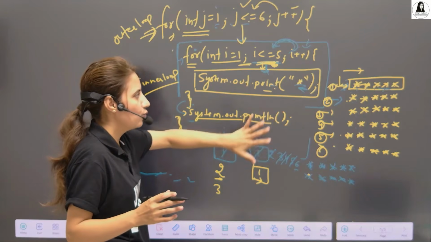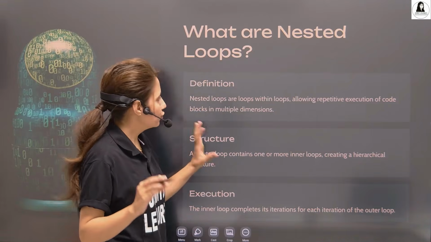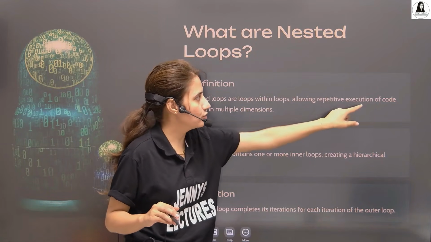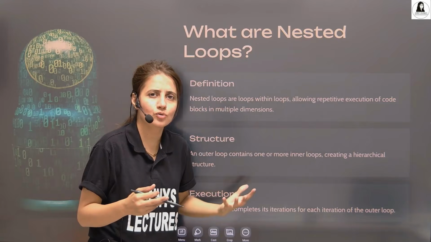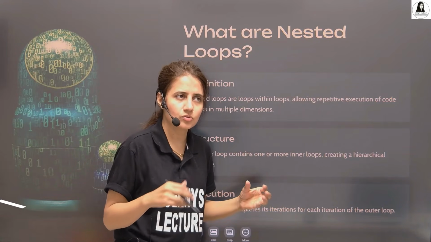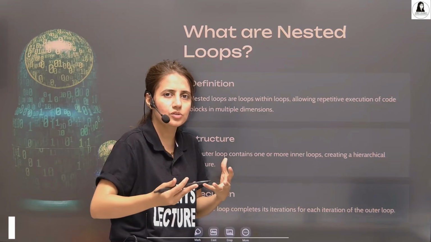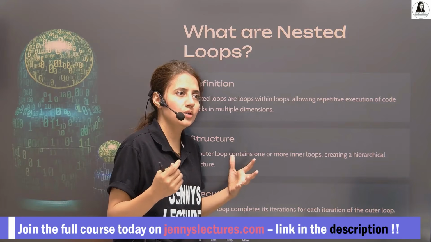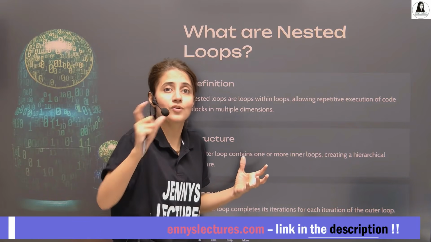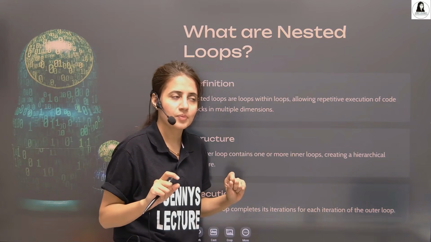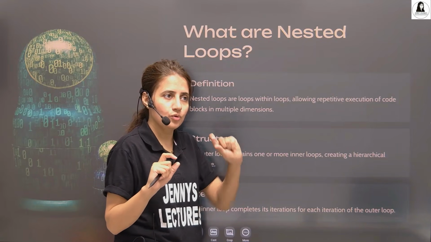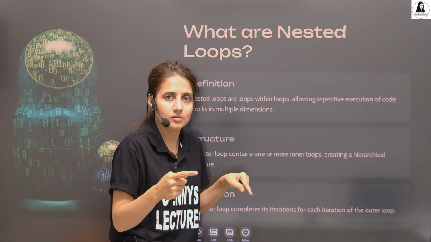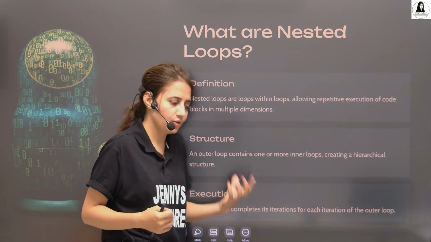Nested loops and why we use nested loops. Okay. So nested loops are basically loops within loops, which allow repetitive execution of code blocks in multiple dimensions. I have told you, when you are dealing with complex structures having more than one dimension, like a 2D array, 3D array, or matrix, then we use nested loops. And when we deal with data structures like trees, graphs, list of lists, then we use nested loops. In game development also, in chess, grid-based games, puzzles, checkers, nested loops are used.